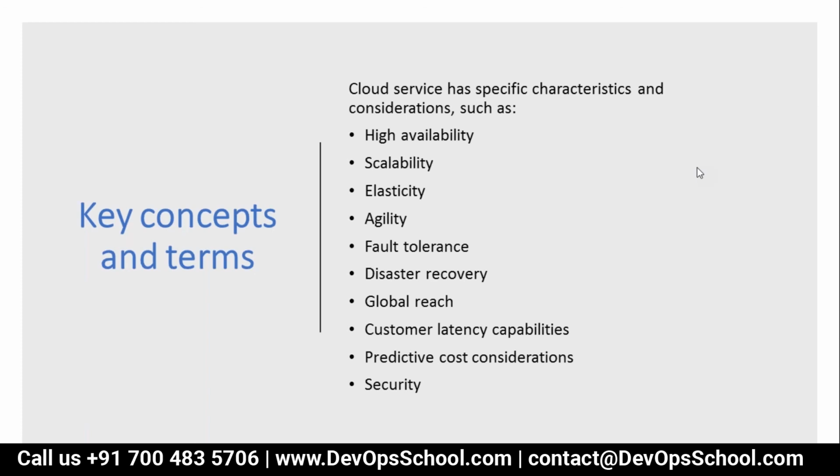Clear? Global reach. Next is customer latency capabilities. Latency means delay. So in cloud, the delay is very minimal. No one is going to claim 100%, because there is no delay at all. We cannot say that, but the delay is very minimal, that is 0.1%. Why? Each and every cloud provider is not telling you 100%, because an ideal engine is not possible according to the physics.